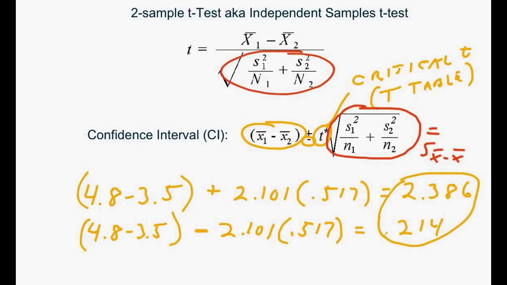Instead, it was positive. It went from 0.214 to 2.3. So we're saying we're 95% sure that there is a real difference that is not zero between those two populations. So that's what a confidence interval is. It will tell us how far apart we think the actual populations are.